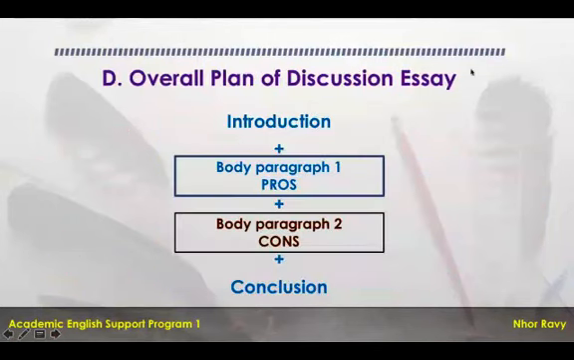Here's the overall plan of a discussion essay. So we can see introduction, and after that, in body paragraph 1, we write about pros, and body 2, you write about cons, or you can exchange, or you can switch. Paragraph number 1, you write about cons, and paragraph 2, you write about pros, and the conclusion, like that.